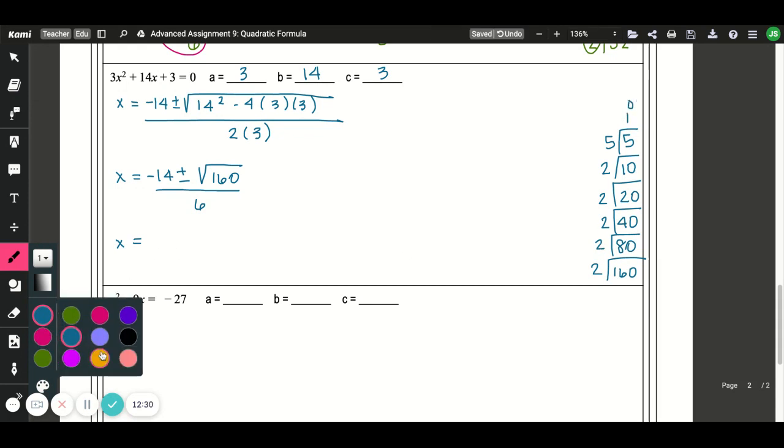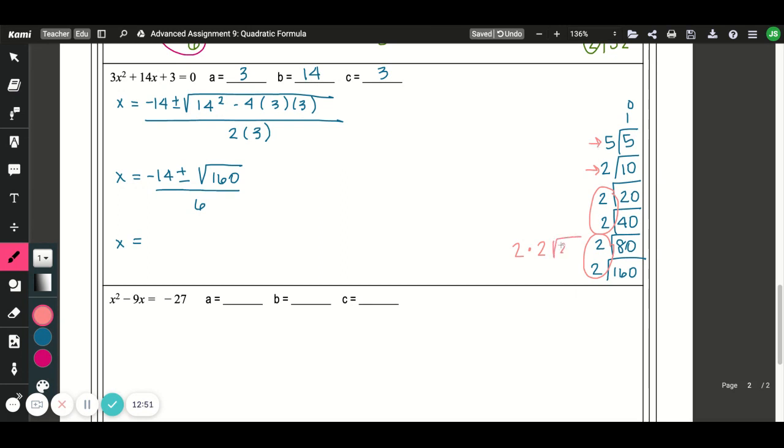So if I go through and circle all of my pairs, here's a pair of 2's. Here's a pair of 2's. So I can take out a 2 for that one and a 2 for that one. And then the 2 and the 5 don't have pairs. That means they can't come out of the radical. So the 2 and the 5 stay inside the radical.